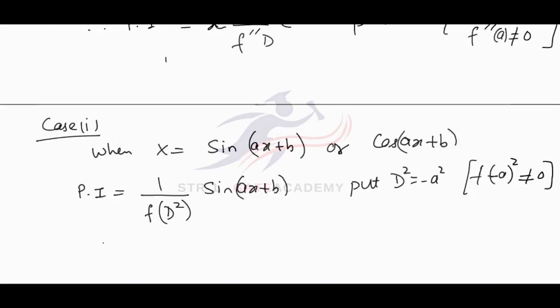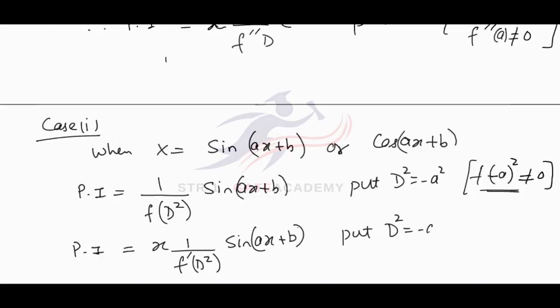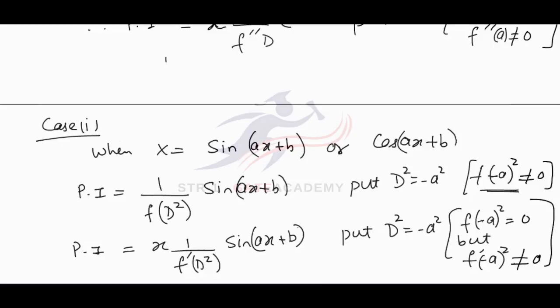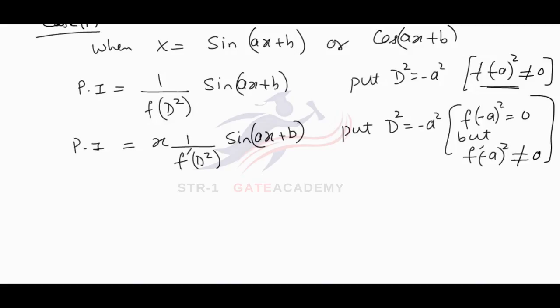So the particular integral, when this is equal to 0, becomes x times 1 upon f dash of d square, into sin ax. I have taken sin, you can take cos also, right? Again put d square equal to minus a square. Now the condition here is f of minus a square is equal to 0, but f dash of minus a square is not equal to 0, right? And you can further solve this. So if you want to go ahead with particular integrals, you can. If f dash of minus a square is also 0, then you can go to the third phase, right?